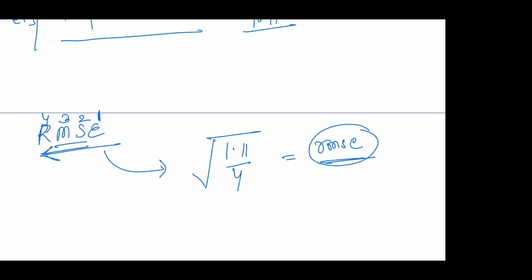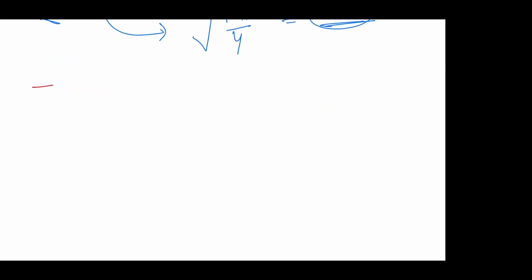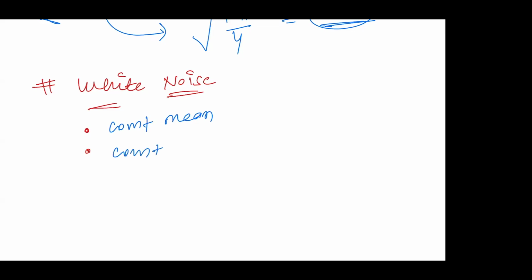I guess there's one last thing which I want to cover, which is white noise. Some people might ask you about it, some will not. White noise is basically a random signal that has a constant mean and constant variance. So the characteristics of white noise are constant mean and constant variance. It is a very important concept in time series analysis because white noise is used as a benchmark against other time series models.